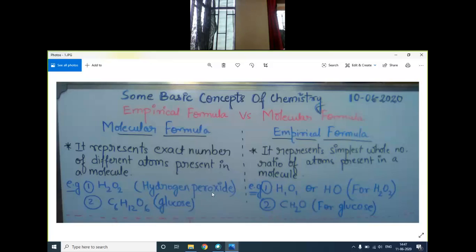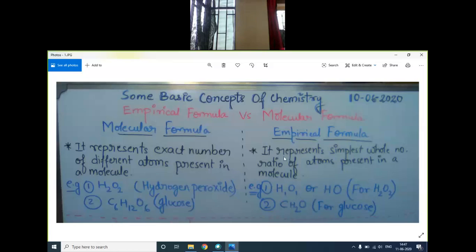Similarly, in hydrogen peroxide H2O2, we can get the idea that 2 atoms of hydrogen and 2 atoms of oxygen are there. So we are getting how many atoms of each element are present in a molecule. This is represented by molecular formula. Molecular formula represents exact number of different atoms present. Okay, but empirical formula is something different.